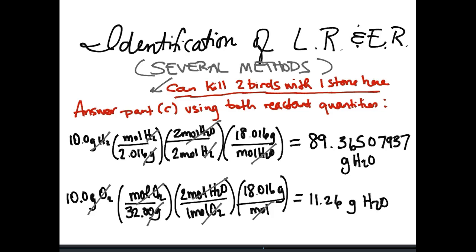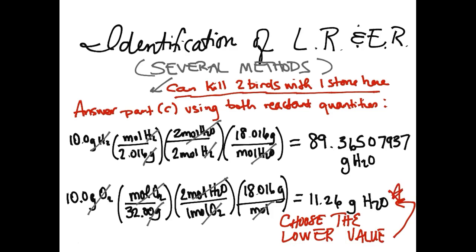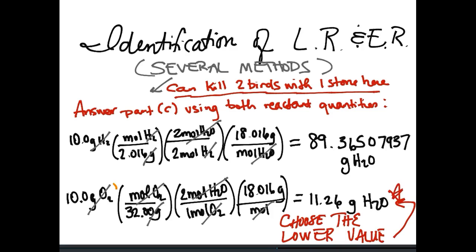Whenever you're answering a limiting reactant problem, the answer for how much product is made is always going to be the lower value, because once you run out of the limiting reactant, you can't make any more product. And so the limiting reactant determines the amount of product. It limits the amount of product that can form, right? So you choose the lower value, 11.26 grams of water. That's the answer to part C, except we need to reduce to 3 sig figs. And whatever reactant gave you that lower amount is the limiting reactant.